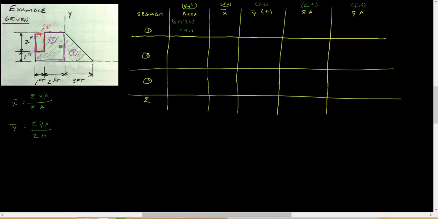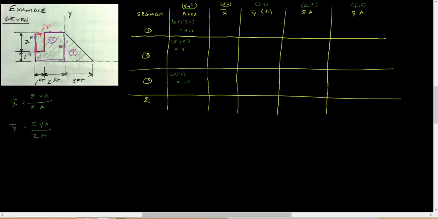For number 2, my area is going to be 3 times 3. So I get 3 feet times 3 feet, and that's going to be 9 square feet. And for number 3, it's going to be 2 times 1, which is going to be 2 square feet, but this is going to be negative. Remember, this is a negative area.